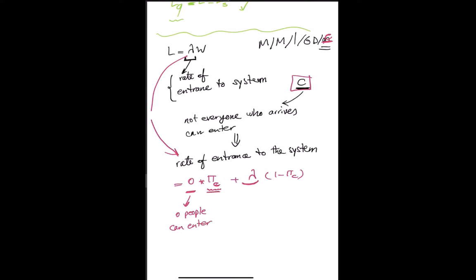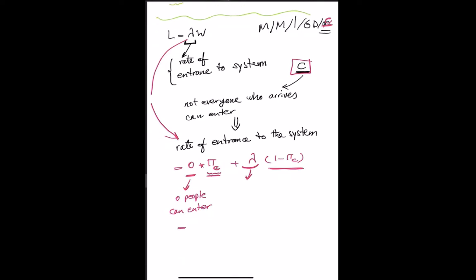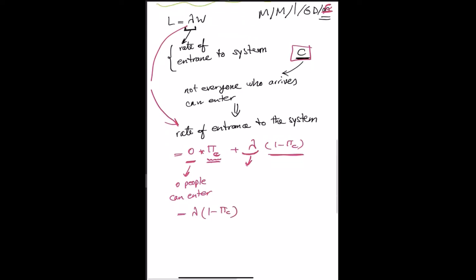If there are not C people in the system, with probability of 1 minus pi C, then the rate of entrance to the system is equal to the rate of the arrival. So anyone who arrives can enter the system. This means that the rate of entrance to this system is lambda times 1 minus pi C. Keep that in mind when I use Little's formula to calculate W: instead of simply putting lambda, I need to put the rate of entrance to the system, which is this.